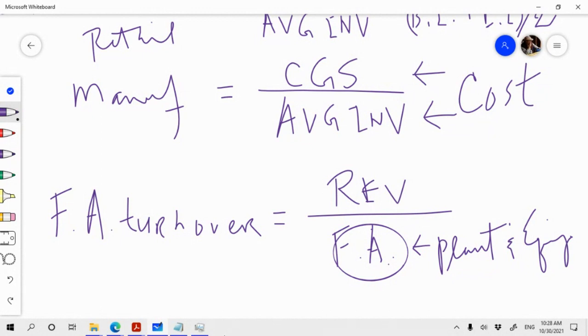It's the measure of how effectively and efficiently the asset is used for productive purposes. It literally is a measure of the productivity of your fixed assets. Okay, does that make sense, everyone?